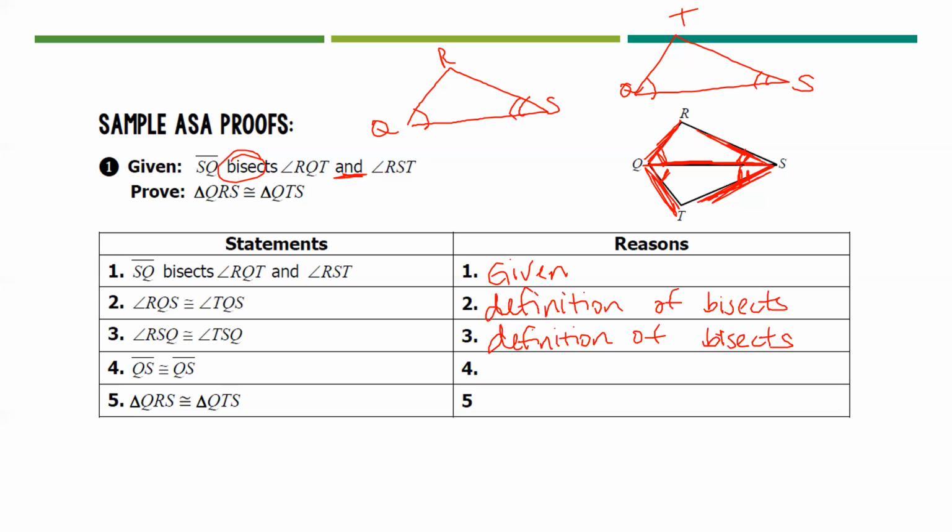And now QS congruent to QS, well, anything's congruent to itself. That's the reflexive property. We thought that was going to be happening eventually in this problem. And now I have 2 sets of angles that are congruent and the included side. So I can say that these 2 triangles are congruent by angle, side, angle.